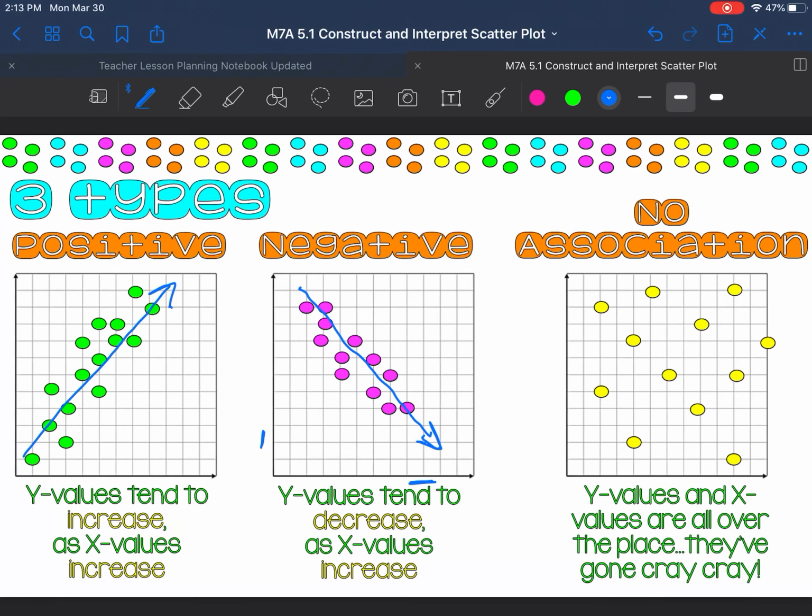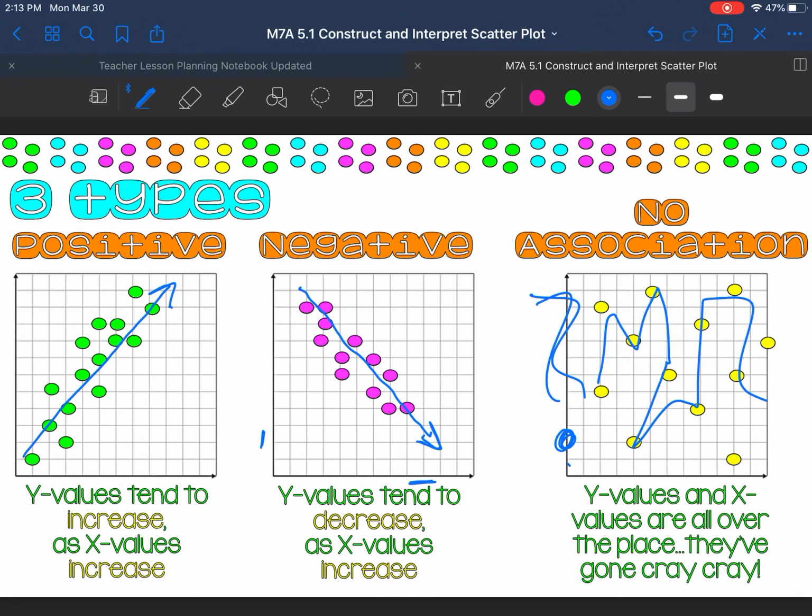And then let's take a look at no association whatsoever. I mean, look at this. Like you got here to here to here. I mean, you're just all over the place. What is happening? What is going on? Those X and Y's are all over. I like to say that they're cray-cray. They have no association because they're not positive, they're not negative, and their dots don't make any rhyme or reason.